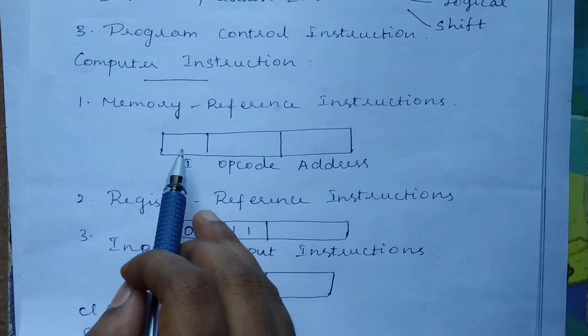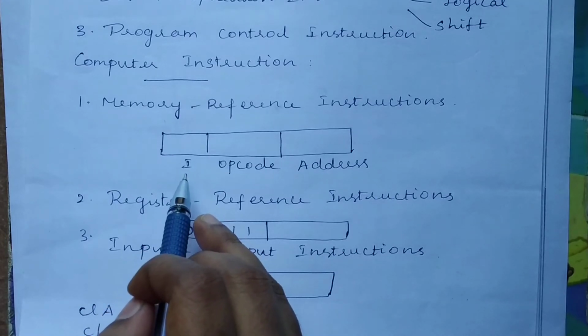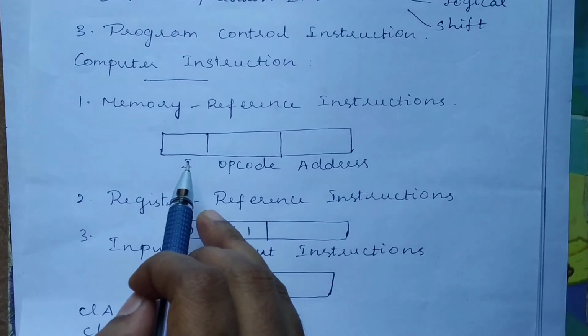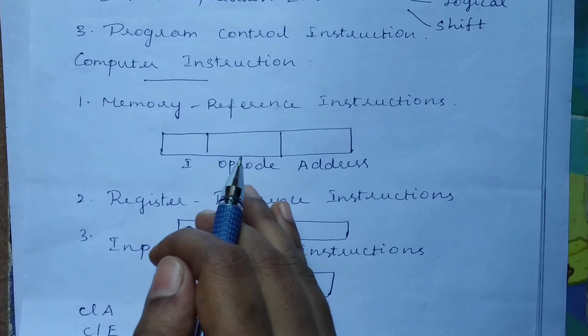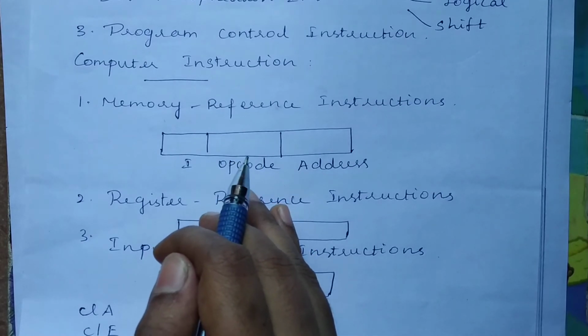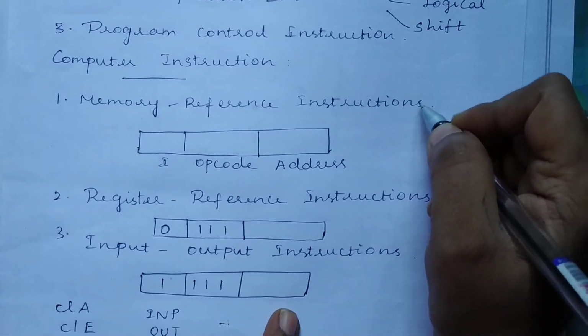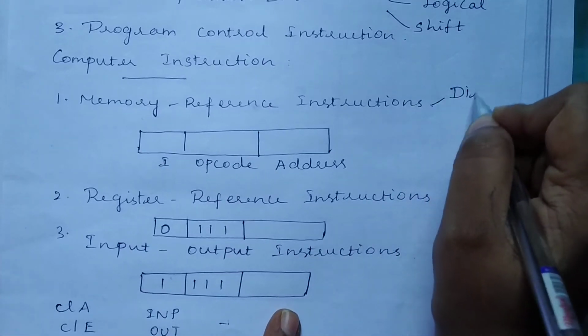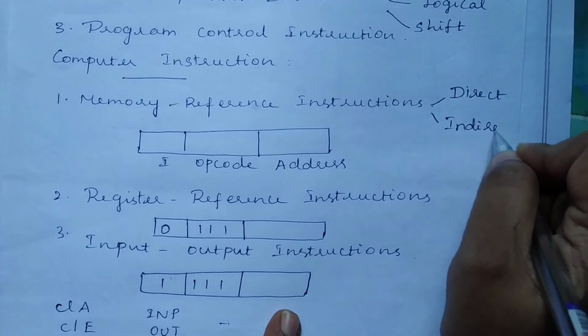And the next one is the mode field. This particular field has been designated by the symbol I, which is used to represent what kind of memory reference instruction it is. Basically this memory reference has been divided into 2 types. One is direct memory address and another one is indirect memory address.